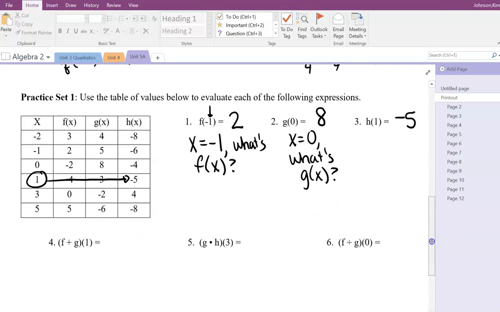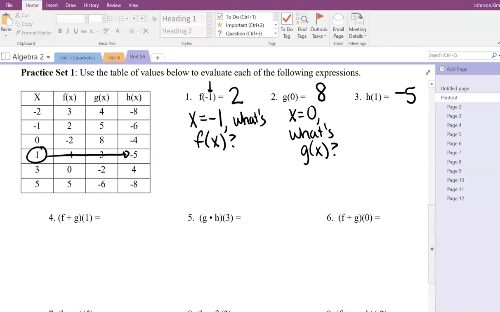Okay, and we're going to step it up a notch. So we're still using this same table here, but now we're adding a little bit to it. So now I'm going to add some operations. So here I'm taking f plus g of 1. And in order to do this operation, I like to split it up. I'm going to write this as f of 1 plus g of 1. And we know how to evaluate f of 1, and we know how to evaluate g of 1.